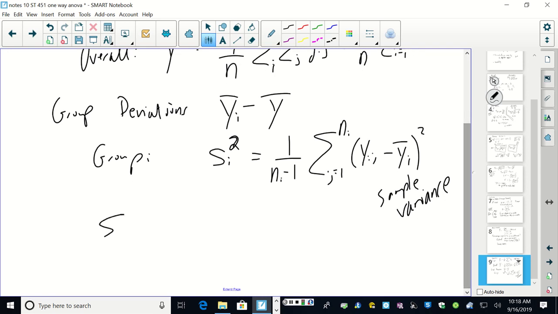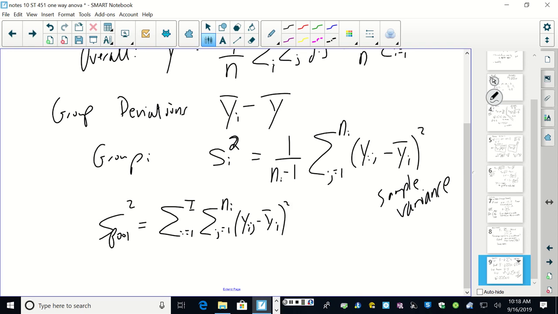So the pooled one, s sub p squared, is where we take the deviations of the individuals within their group, y ij minus y bar i squared. When it's written like that, it means take the sum of squared deviations for all those in group i, and then add those together across all the groups, and we're going to divide by n minus I there as a pooled version.